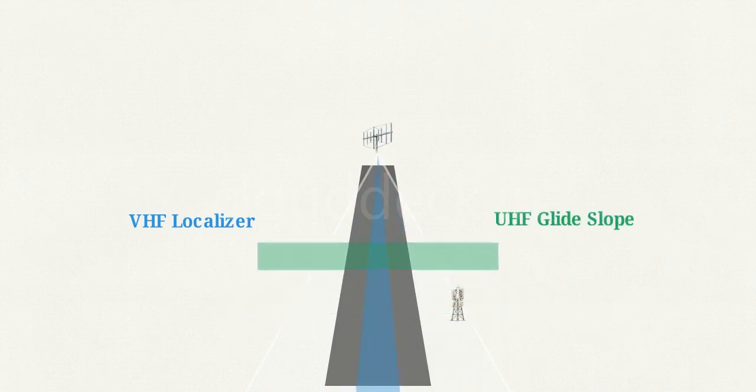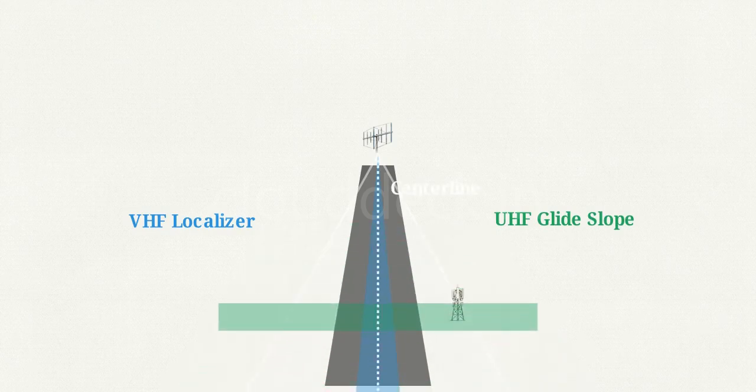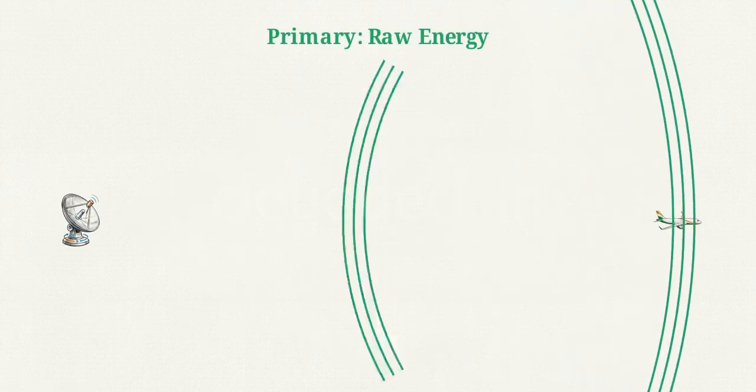This diagram shows the geometry of an instrument landing system. The ILS creates a strict three-dimensional funnel down to the runway. It uses a VHF localizer to provide lateral left and right guidance, and a UHF glide slope to establish a vertical descent path. While the ILS guides you down, radar acts as your eyes.